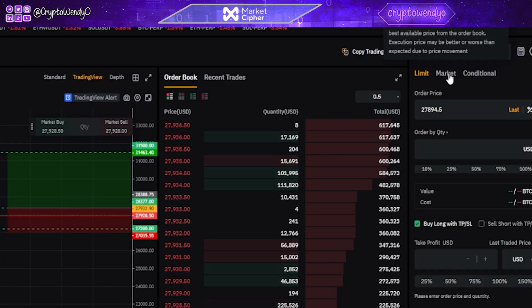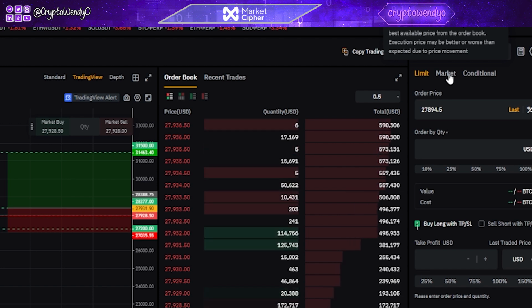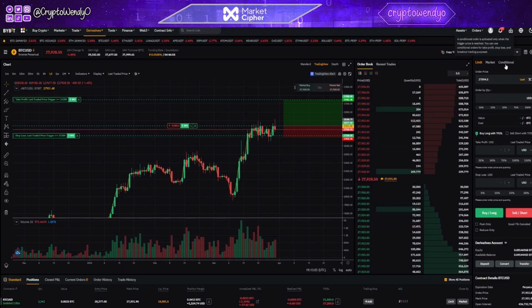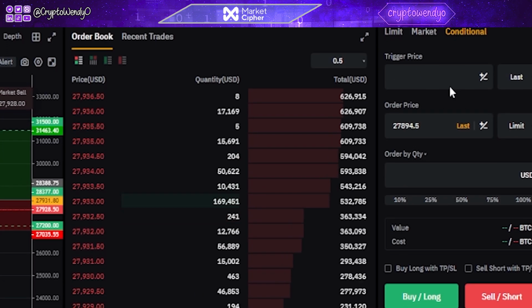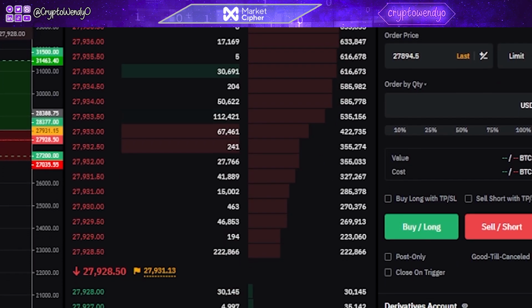They also have the market order here, which will allow you to buy right away if you get that FOMO. I'm not a big market person, but do what works for you. And of course, conditional, which allows you to really modify the trade.